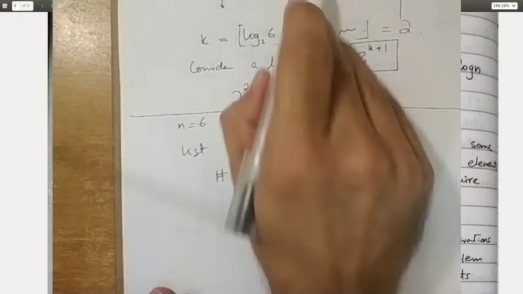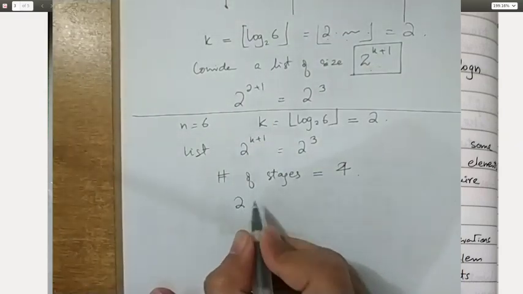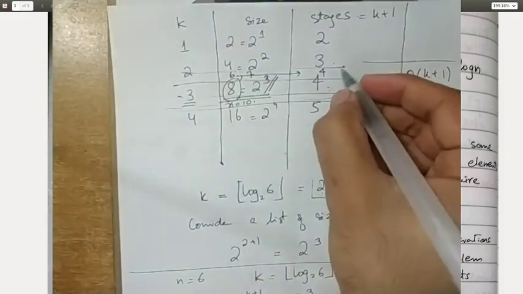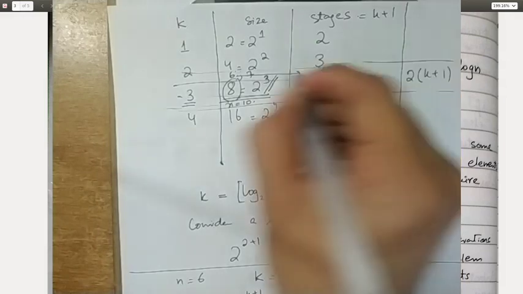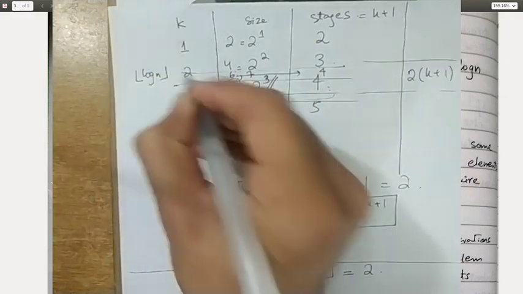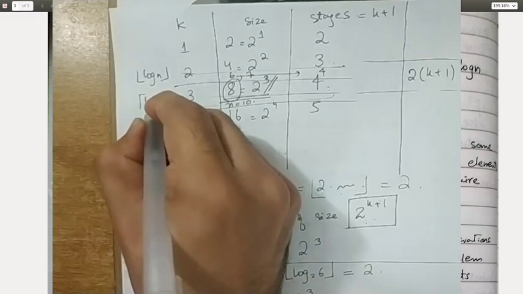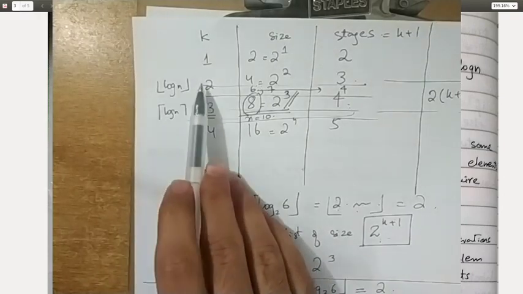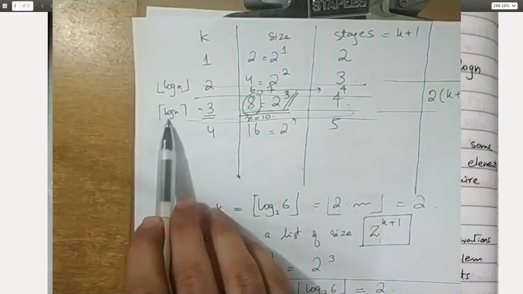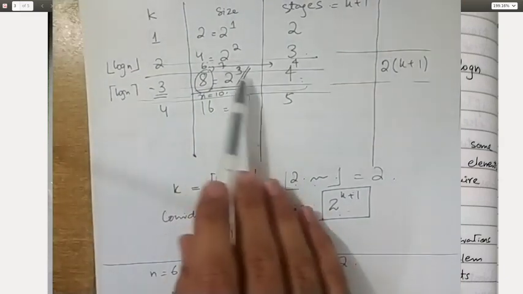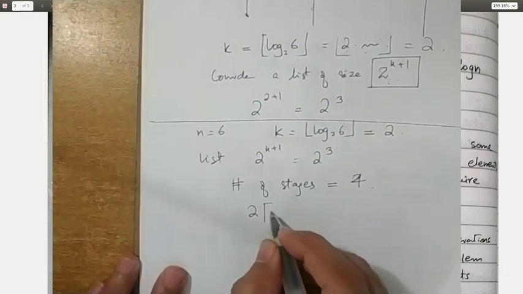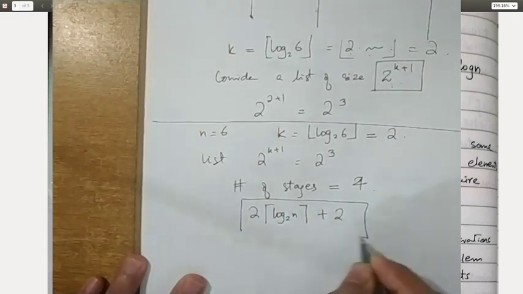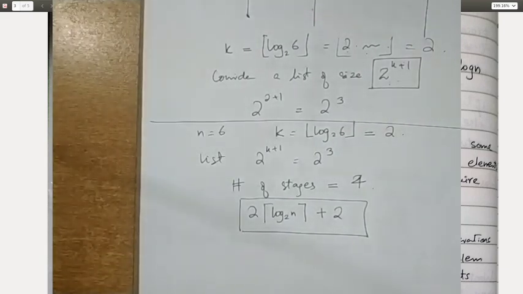And so when I look at this, I can write this next k. So if you consider k to be 2, this is the floor of log n, and this is the ceiling of log n. When n is 6, 2 is the floor, and this is the ceiling. And so you can simply say that this number is 2 times the ceiling of log n plus 2. Does that make sense?